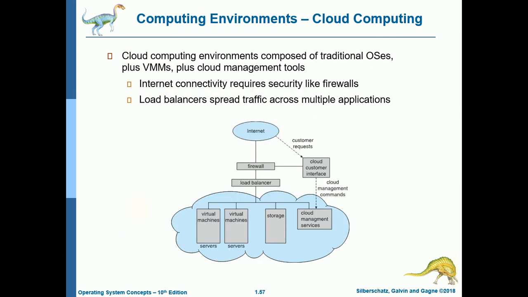Okay, for continuation of cloud computing. Cloud computing environments are composed of traditional OSs plus VMMs plus cloud management tools. Internet connectivity requires security like firewalls, of course, for intrusion detection. And then load balancers spread traffic across multiple applications. So we have the internet, of course, you should have a firewall for access to protect against intrusion. And then for customer requests, we have the cloud customer interface, and then the cloud management commands, and then it will go through the cloud management services.